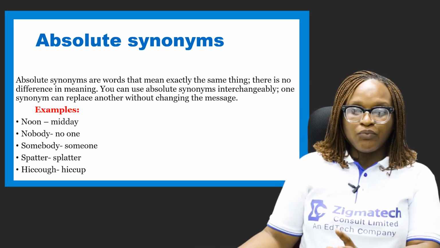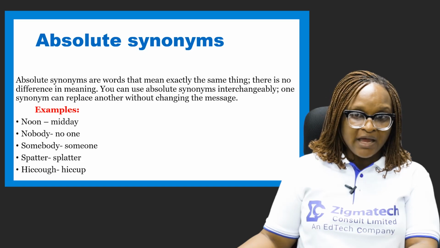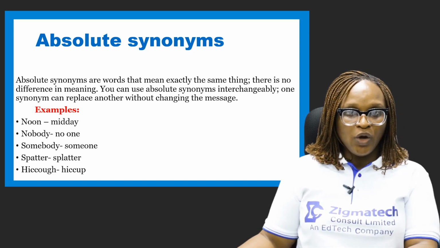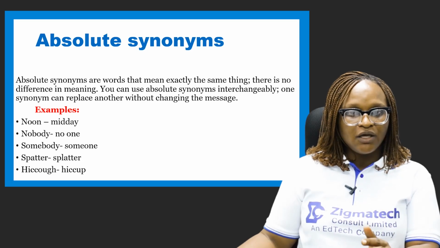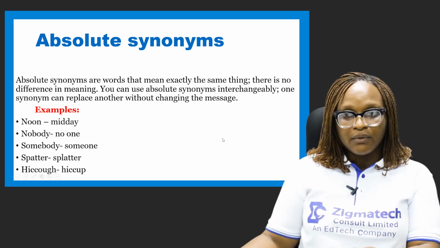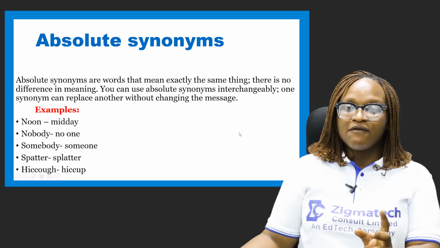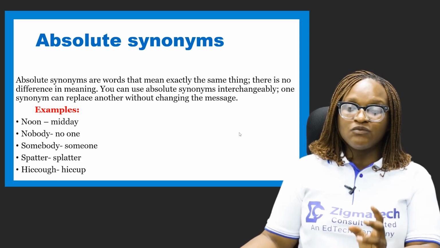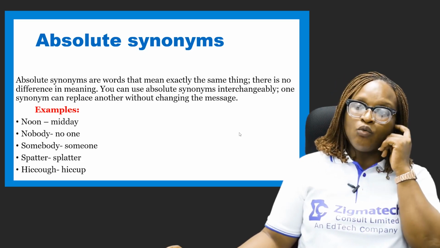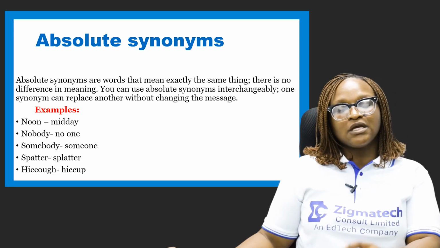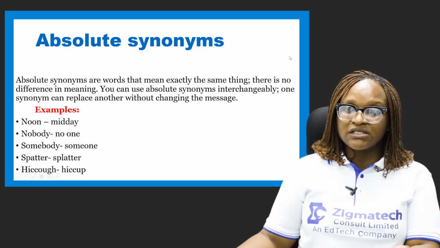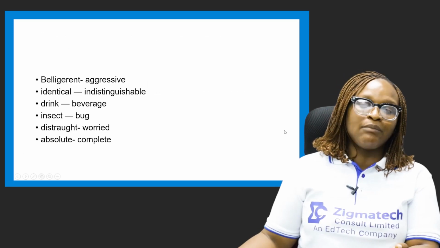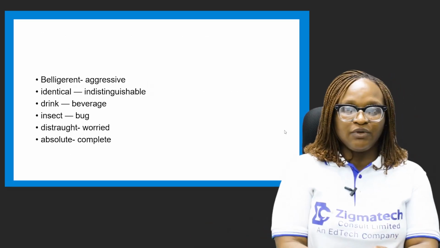So these are some examples. We have noon and midday, nobody and no one, somebody and someone, spatter and splatter, hiccough and hiccup. Right? So these five words and their synonyms mean exactly the same thing. They are what we call absolute synonyms. Whether you use them in context or out of context, they mean the same thing. That's why we say they can be used interchangeably.